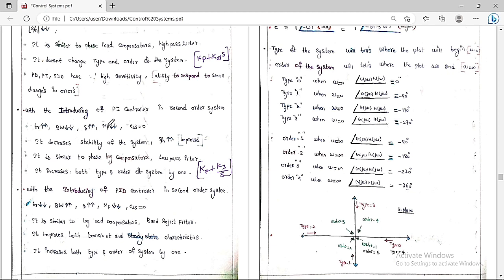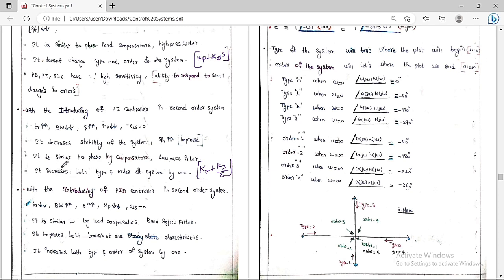And I have already told you that with the PI controller, we are going to have more poles. Because of this, the stability will decrease, since more poles have been added. The signal to noise ratio will increase in this case, it is improved. It is opposite to the previous one.